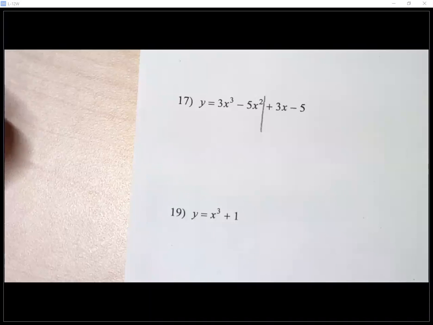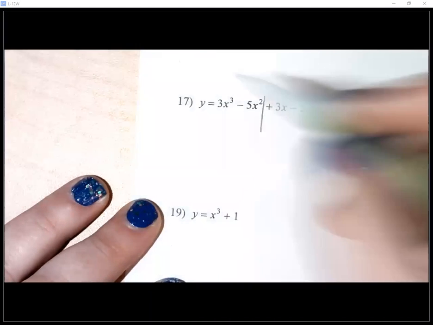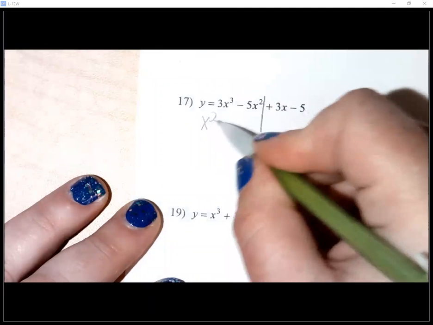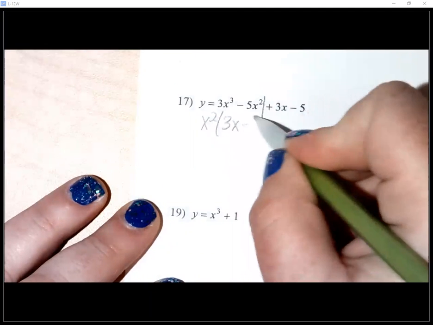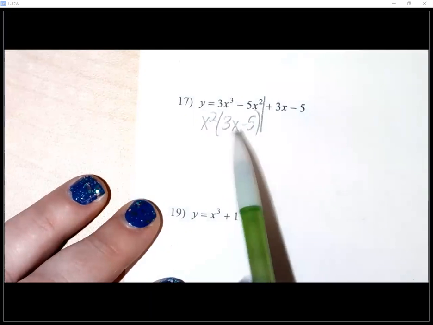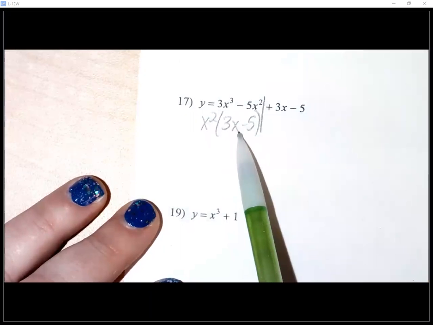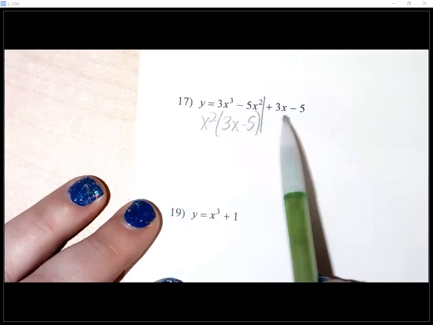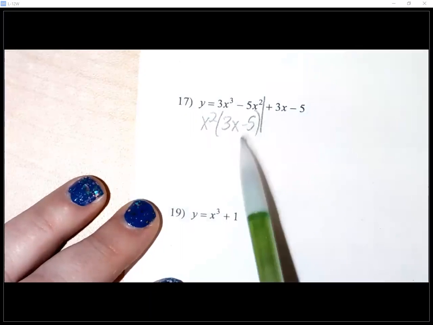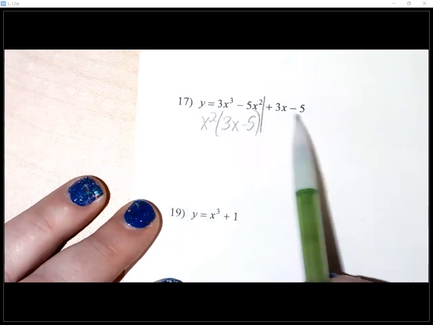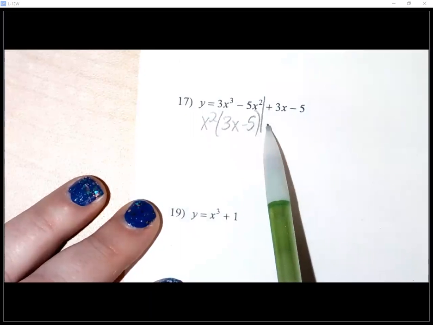So I try it. Here, I can take out x squared. I'm left with 3x minus 5. Ah, and look, this was the example I was trying to find on Friday and I couldn't. See how that's 3x minus 5? See how this is 3x minus 5? They already match. So what do you take out of this? A positive 1.